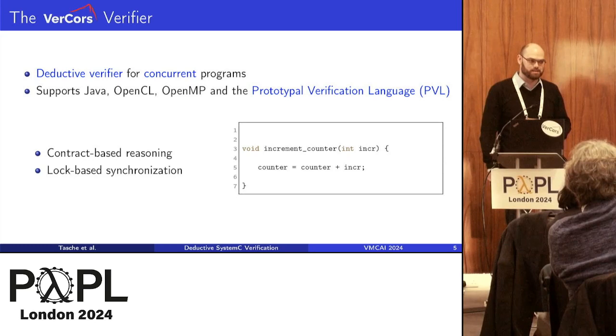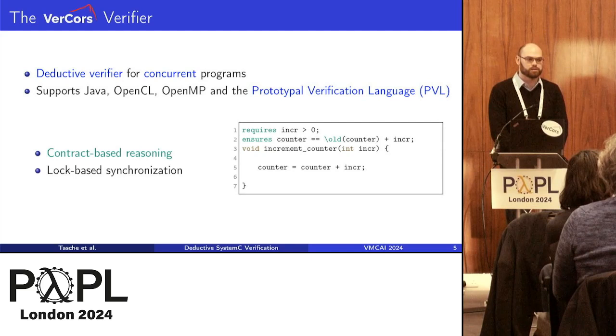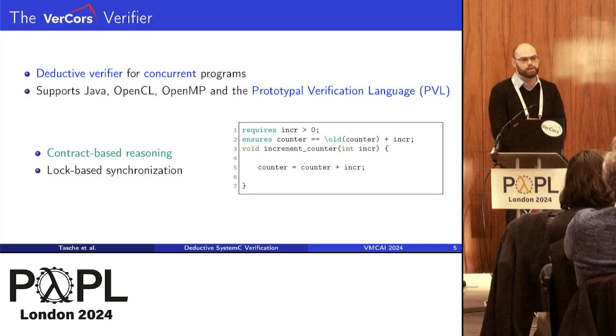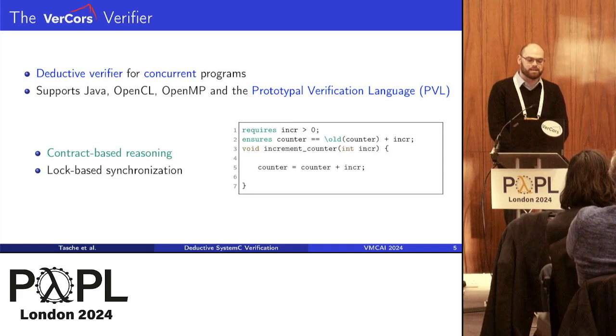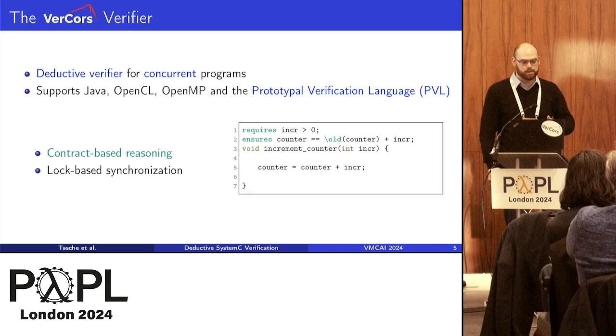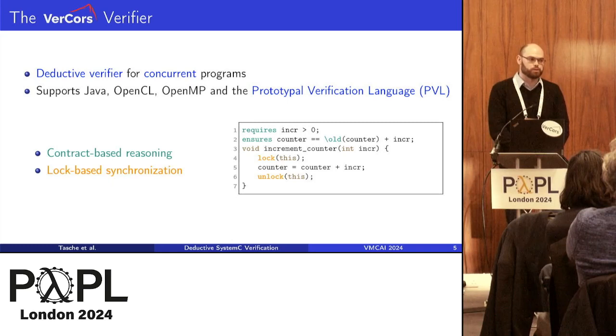The reasoning in VerCors is contract-based, so the user specifies for each method a method contract with pre and postconditions using the keywords requires and ensures respectively. And then the prover will automatically try to establish that given the precondition and the method code, the postcondition will hold after method execution. VerCors supports a variety of models of concurrency, of which we use threads that are synchronized with locks.